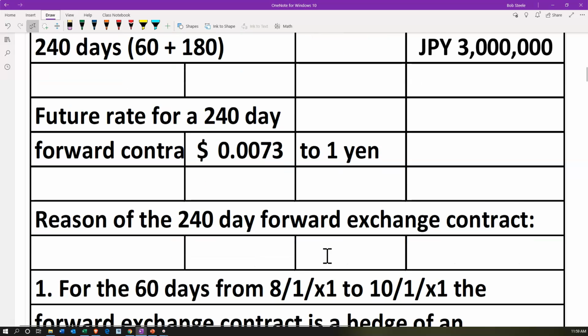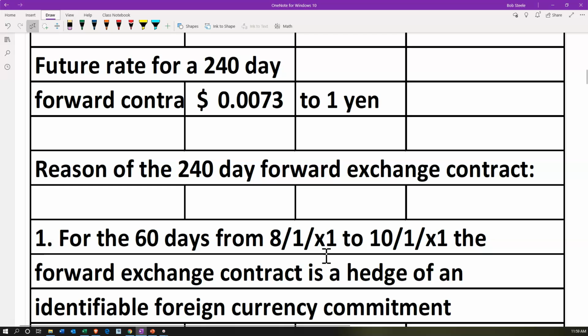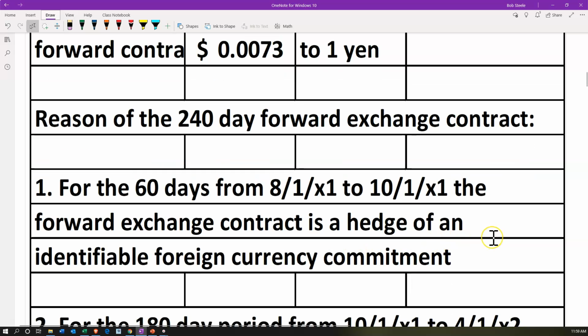$0.0073 to 1 yen. Reason for the 240-day forward exchange contract. So why are we entering into this? We kind of went over it, but more specifically here, one, for the 60 days for 8/1/X1, when we have basically the contract to purchase something, but have not yet done so, there's nothing that would normally be recorded on our books at that point in time. To 10/1/X1, the point in time that we actually got the goods.